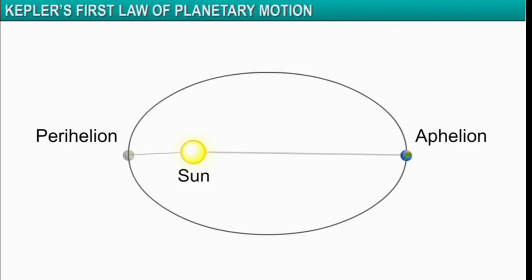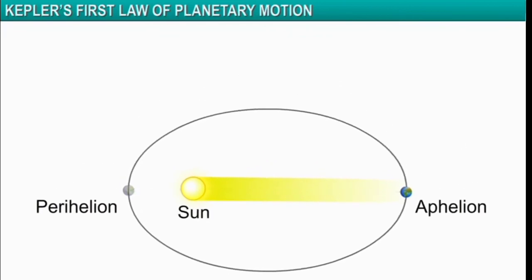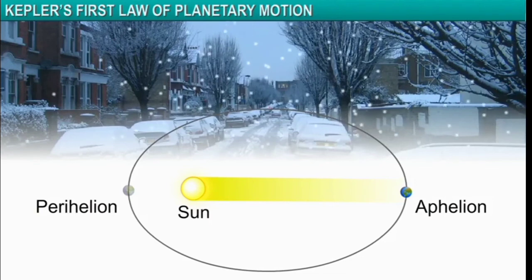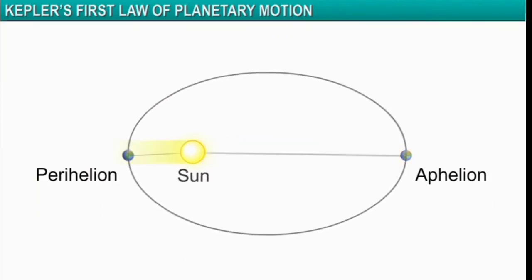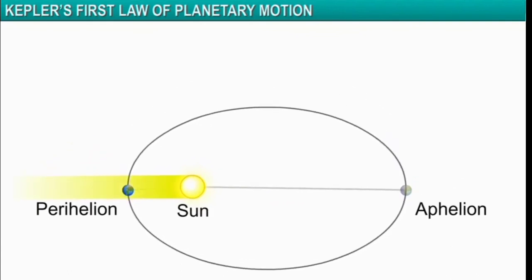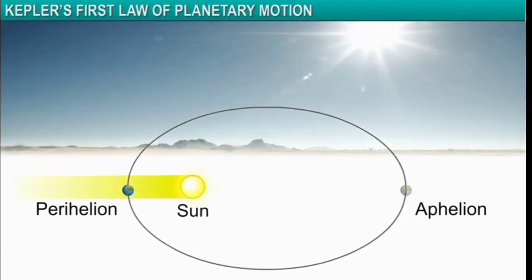When a planet like Earth is far from the Sun, the amount of heat reaching the Earth from the Sun is relatively less. Hence, we experience a cold season. Conversely, when Earth is nearer the Sun, we experience a hot season because more heat reaches the Earth.